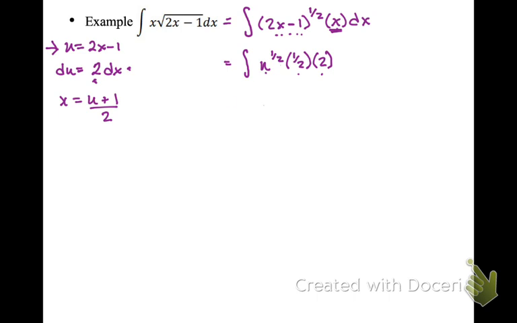Okay. So then we have to add in the u plus 1 over 2. Not rotating it. And where did the u plus 1 over 2 come from? It came from how we find the x. Oh, I forgot my du.